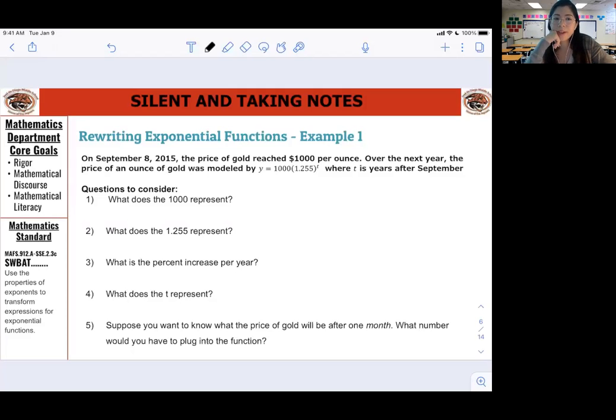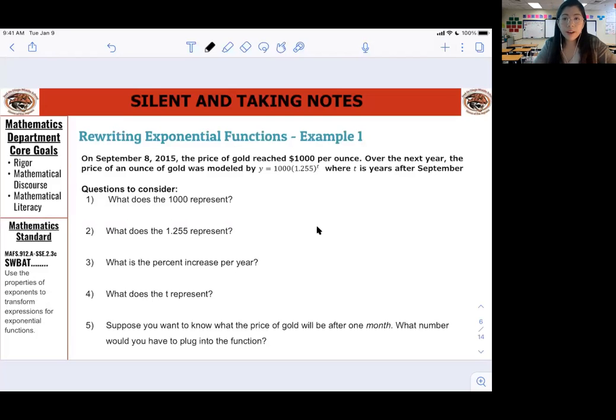Guillermo, go ahead. On September 8th, 2015, the price of gold reached $1,000 per ounce. Over the next year, the price of an ounce of gold was modeled by y equals 1000(1.255)^t, where t is years after September. Perfect. All right, thank you.